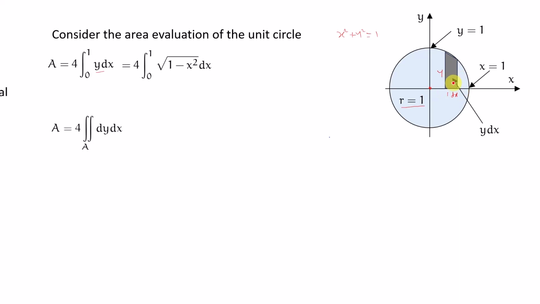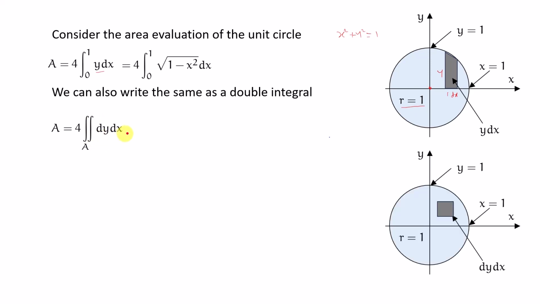Another way of looking at this problem is using a double integral. That means the integral over the area, dy dx. In this case, the area dy dx is a small rectangle here, and then we span this small rectangle over the entire space. So it can be written as: x goes from 0 to 1, y goes from 0 to root over 1 minus x square.